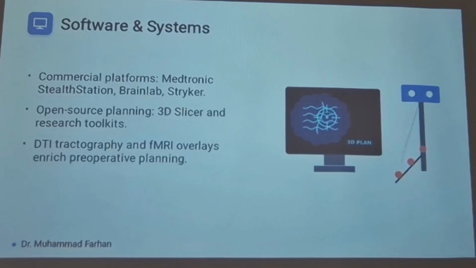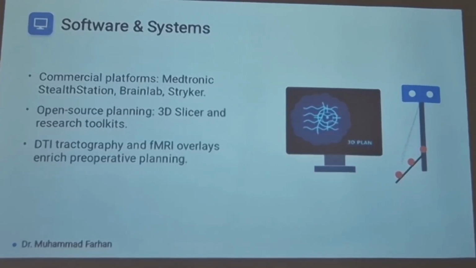Then diffusion tensor imaging tractography. What is diffusion tensor imaging tractography? It can localize the different white matter tracts of the brain, and functional MRI of the brain can also be used during the operation and before the operation.